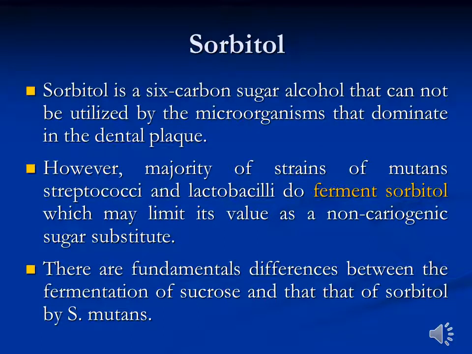Sorbitol is an example of a bulk sweetener. It is a 6-carbon sugar alcohol that cannot be utilized by the majority of microorganisms found in the dental plaque. However, some strains of mutans streptococci and lactobacilli do ferment sorbitol, which may limit its value as a non-cariogenic sugar substitute. There are fundamental differences between the fermentation of sucrose and that of sorbitol by mutans streptococci.